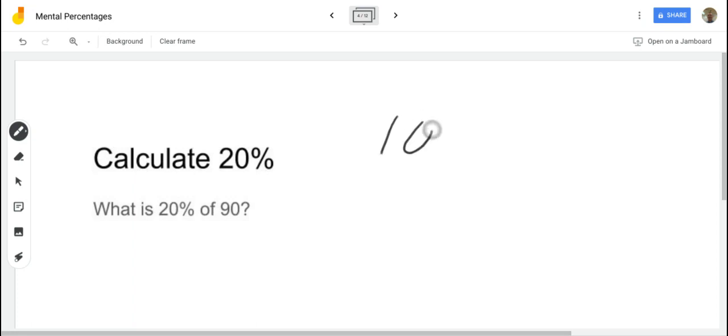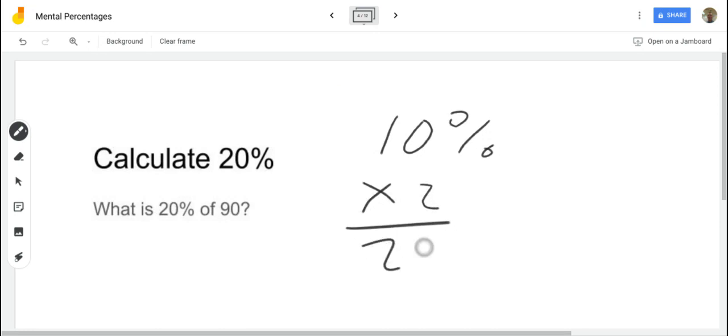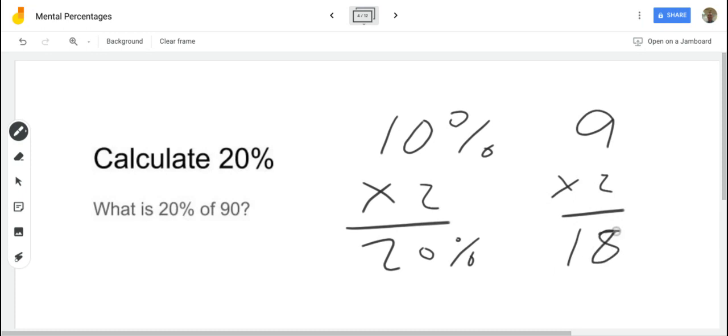Because I know that if I took 10% and multiplied it by 2, I would get 20%. So all I need to do is figure out what 10% of 90 is. 10% of 90, of course, is just 9. If I multiply that by 2, I get 20%, which is 18. 20% of 90 is 18. Find 10% and multiply by 2.